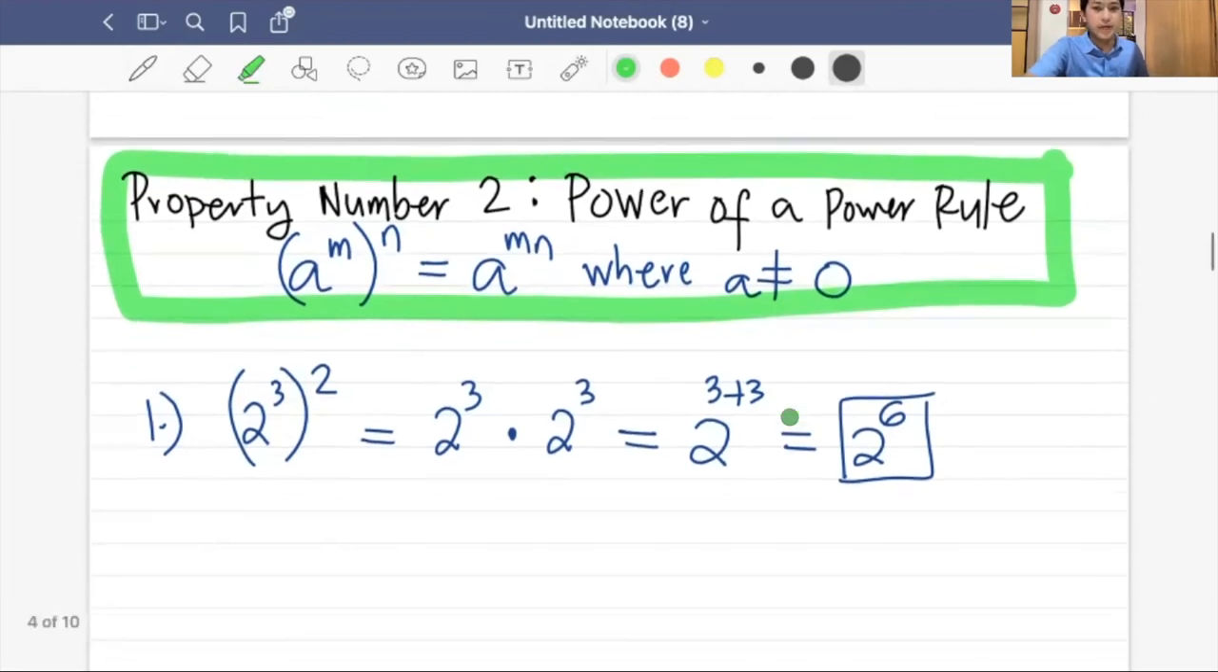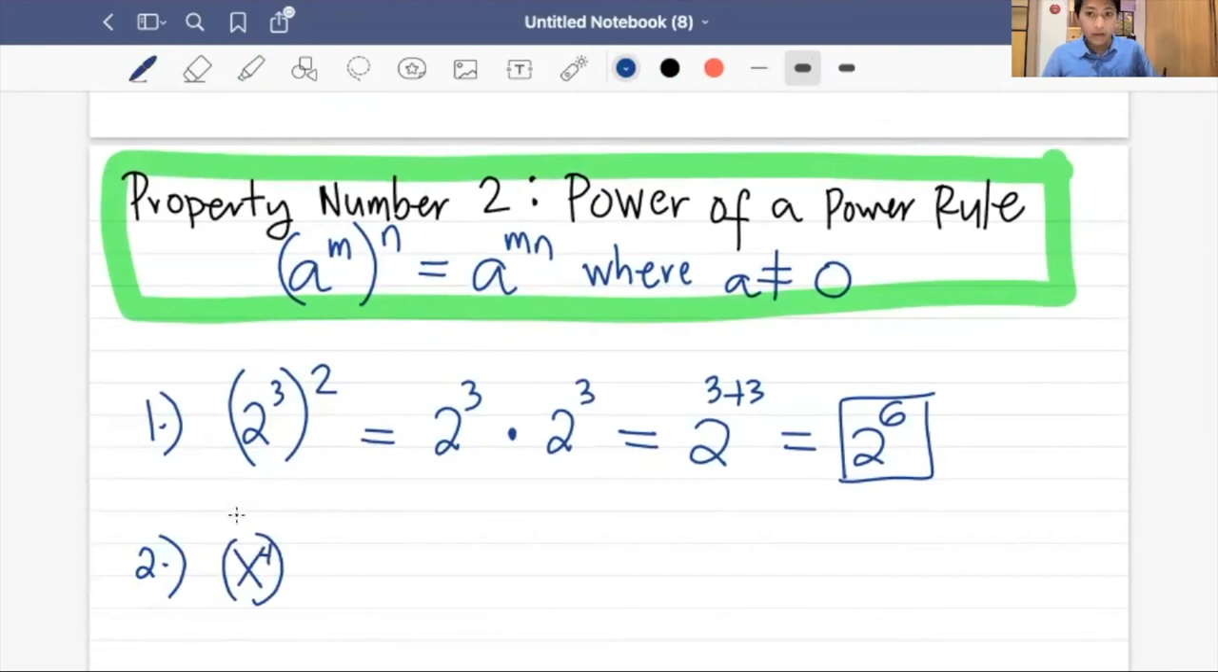Now let's continue our examples. For example number 2, solve it using the power rule. We have here the quantity of x to the fourth, raised to the fourth. So instead of writing x to the fourth times x to the fourth times x to the fourth and so on, let's just multiply the 4 here and the 4 outside, right?